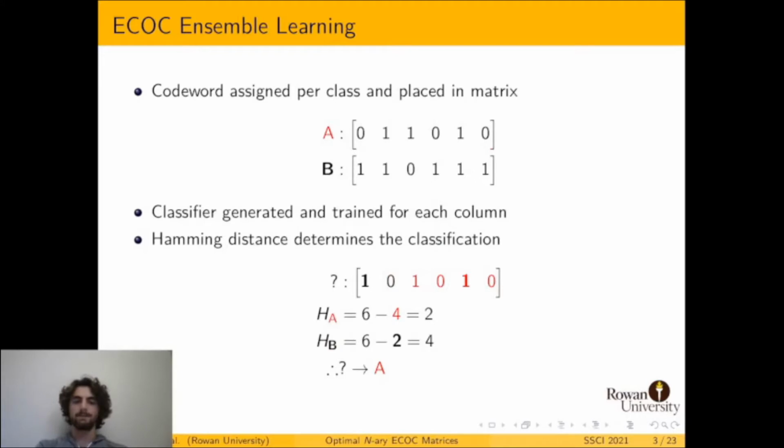So to begin, in ECOC ensemble learning, instead of training a single classifier on a large number of classes, we assign a code word to each class and place those code words in a matrix. Then we generate a classifier for each column of the matrix, where each number in the column is associated with a single class. In order to classify a new data point, we run it through each classifier and calculate the distance between the resulting code word and the word for each of the original classes. To do this, we use Hamming distance.